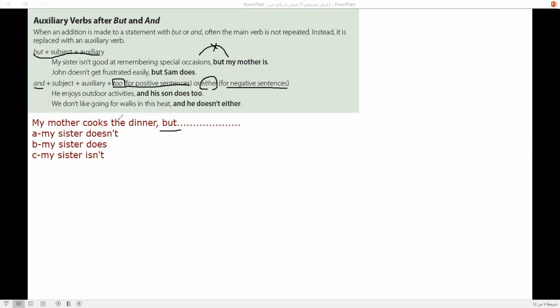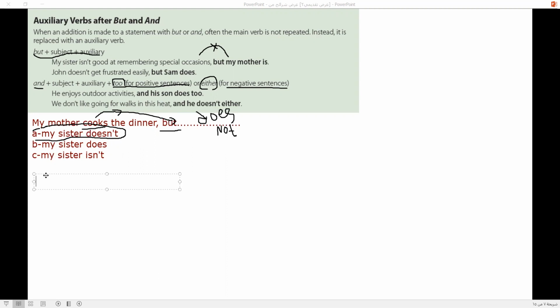My mother cooks the dinner, but of course, as you said, it is very good, Sumaya, my sister does not. Why did we use my sister does not? Because cooks is what? It is a main verb. طيب أنا لما أستخدمه هنا في الأخير لازم أستخدم auxiliary verb. فالمقابل لcooks هو والذي يناسب my sister is does. Okay? And I have to make it negative. Why do I have to make it negative? Because I don't share the same thing, or this person does not share the same thing. My mother cooks the dinner, but my sister does not cook the dinner.